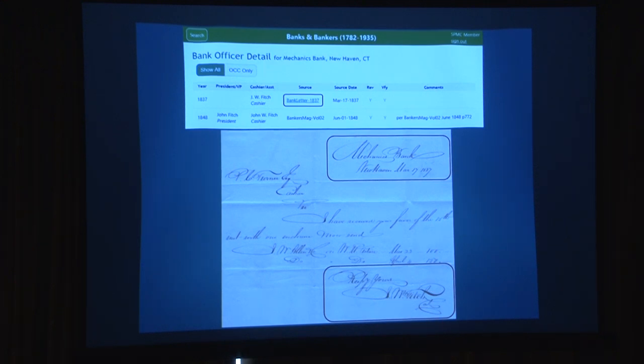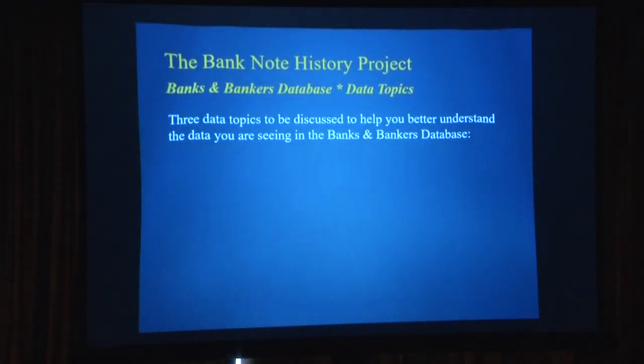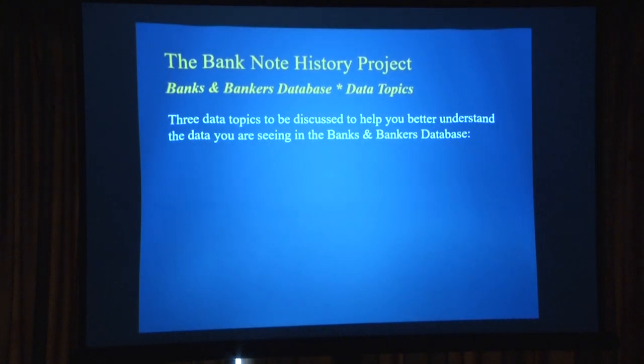So this is verifying that J.W. Mitch was actually cashier, and he was cashier here, but he was also cashier back in 1937. So you can see it fills in more of that bank officer detail as far as when the officers served for this bank. You can see how these sources can be more important for obsoletes. So I just wanted to point out that source so you could see how that worked.